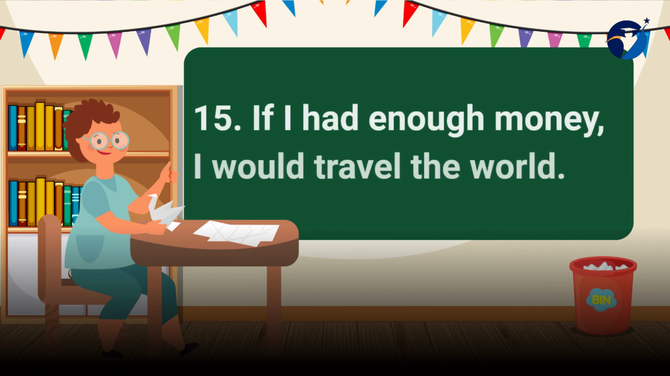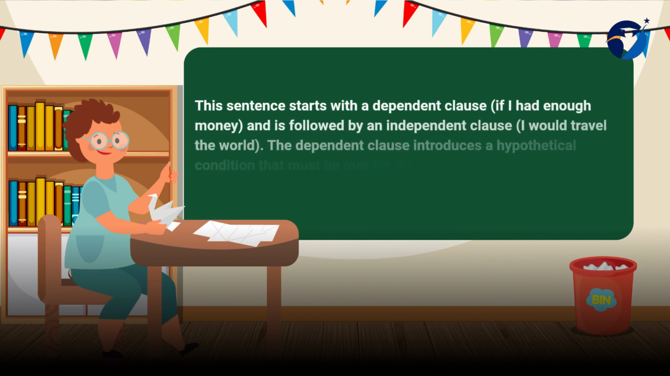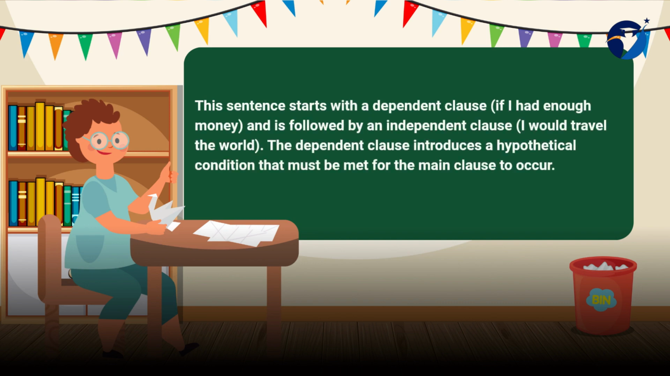15. If I had enough money, I would travel the world. This sentence starts with a dependent clause, if I had enough money, and is followed by an independent clause, I would travel the world. The dependent clause introduces a hypothetical condition that must be met for the main clause to occur.